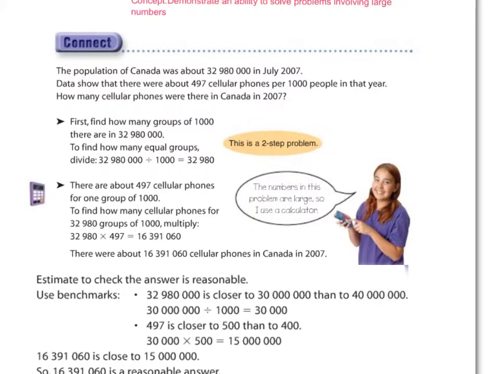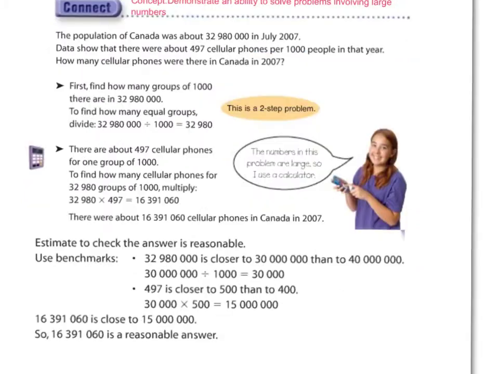We want to know how many cell phones. Right now we just have how many groups of 1,000. So if we know that there's about 497 cell phones for every group of 1,000, that means this many groups of 1,000. Each of those groups has 497 cell phones. So we need to multiply those two numbers using your calculator. Those are large numbers. 32,980 multiplied by 497 is going to leave you with 16,391,060. So that's approximately how many cell phones there are, because this is an estimated number of people. So that right away makes this an estimate.